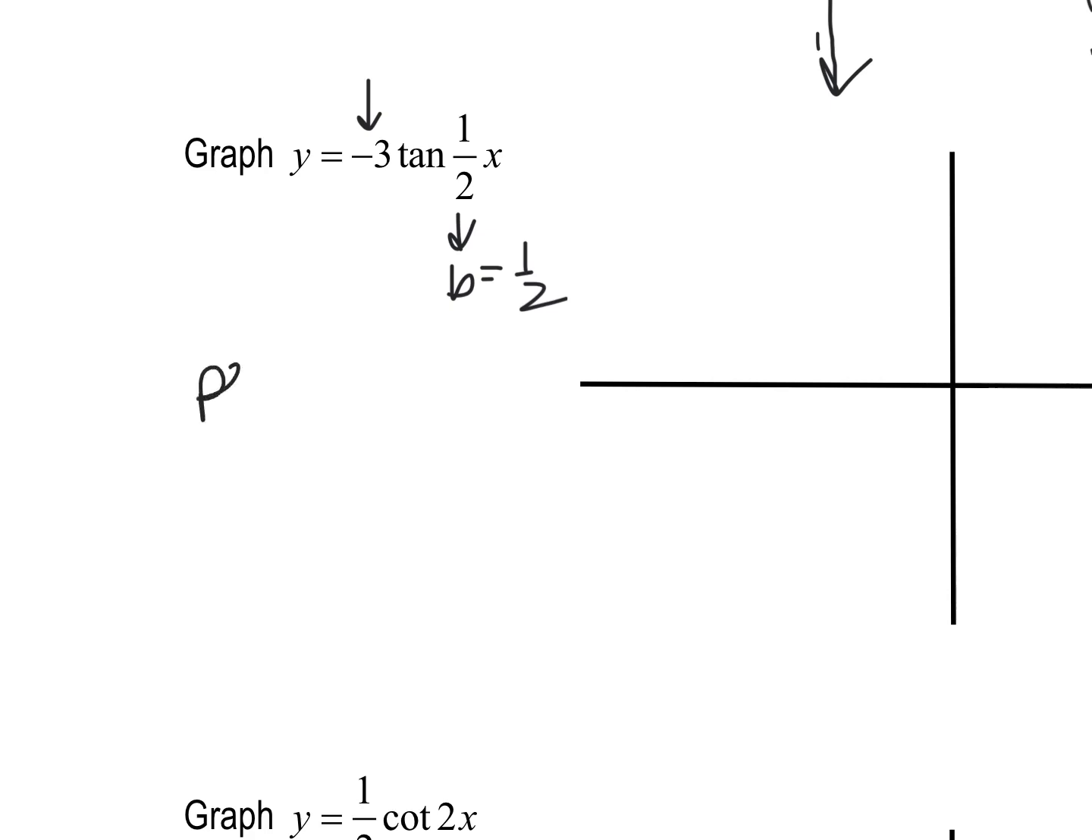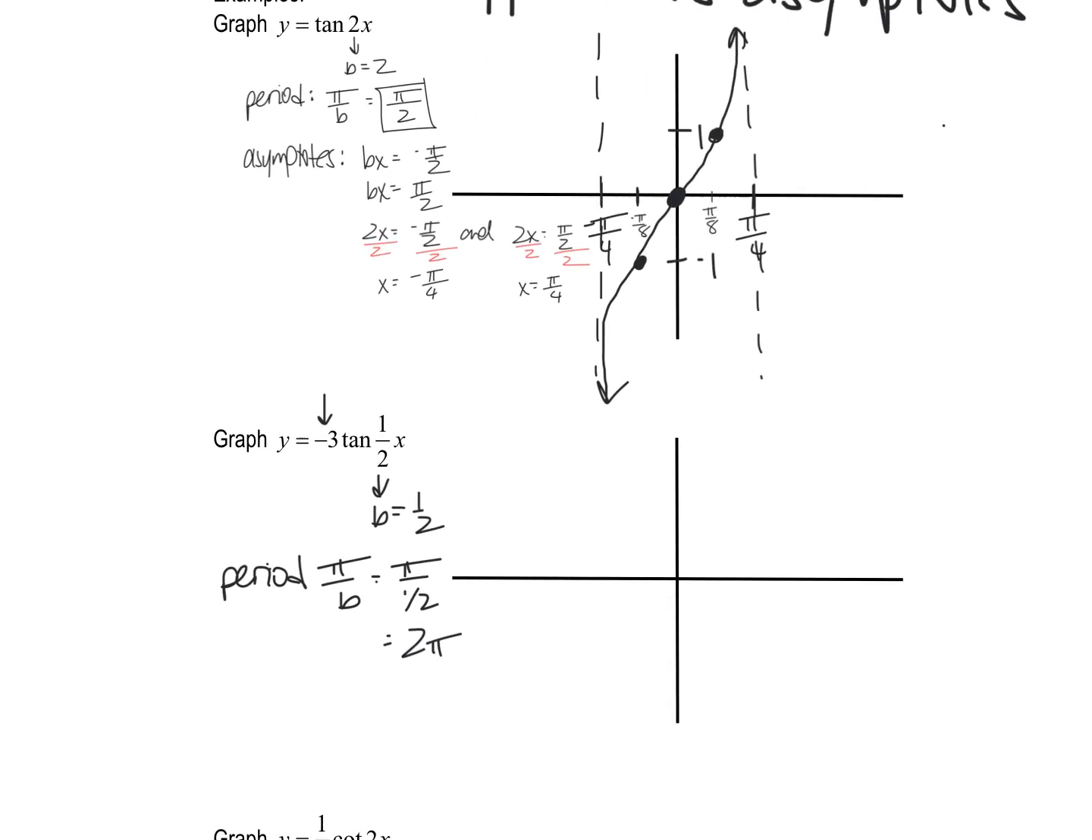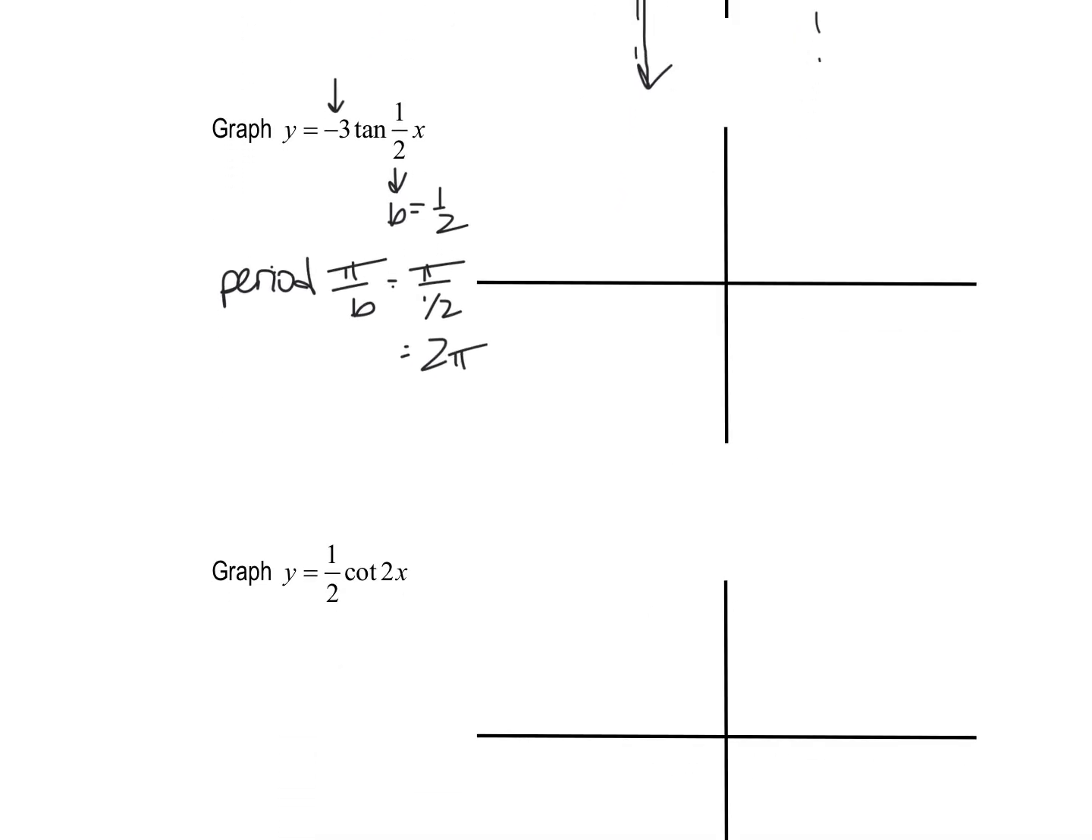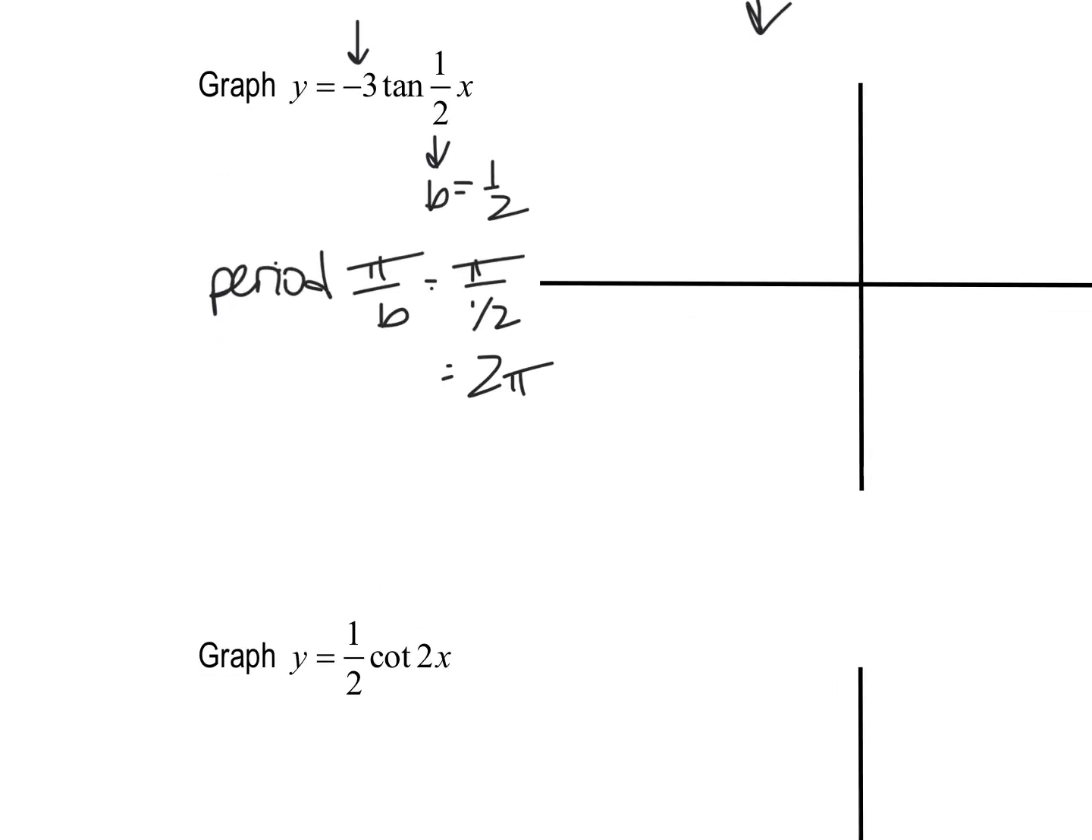Let's figure out the period. It's pi over b, which is pi over 1/2, which is 2 pi. Flip and multiply. So that's my period for this case. That means distance from one asymptote to the other asymptote is 2 pi. For this problem up here, since my period was pi over 2, that means the distance from this asymptote to this asymptote is pi over 2, and it is. Okay, just to review that. That means 2 pi. Let's do my asymptotes.